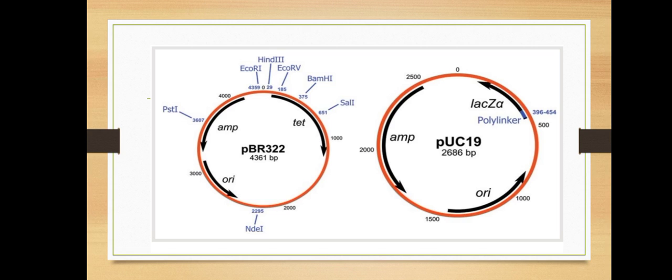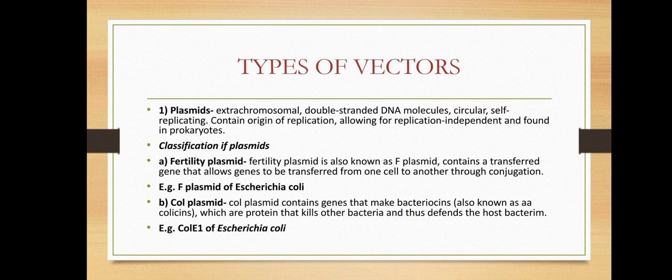This is the structure. Types of vectors. First, plasmids. Plasmids are extrachromosomal double-stranded circular DNA molecules, self-replicating, containing an origin of replication allowing independent replication, and found in prokaryotes.